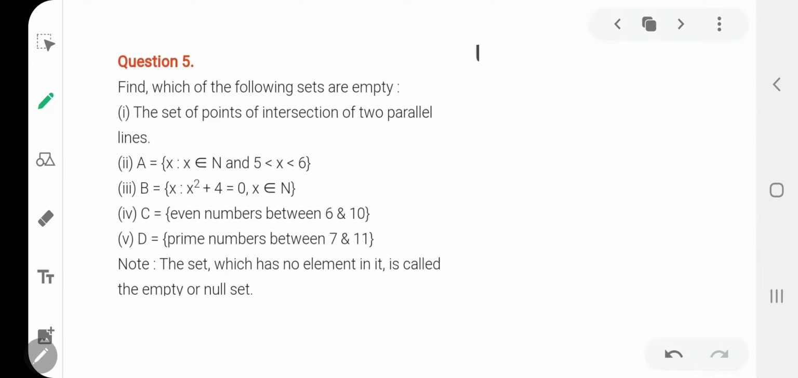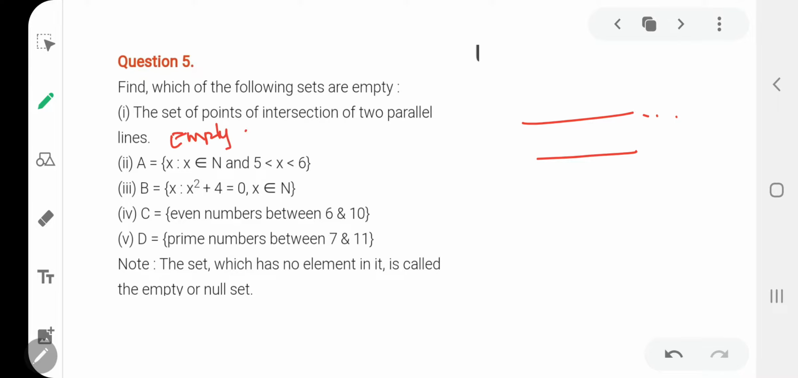Next, find for which of the following the sets are empty. The set of point of intersection of two parallel lines. Two parallel lines will not intersect anywhere, so they will have no element in their set. So such a set will be called an empty set.